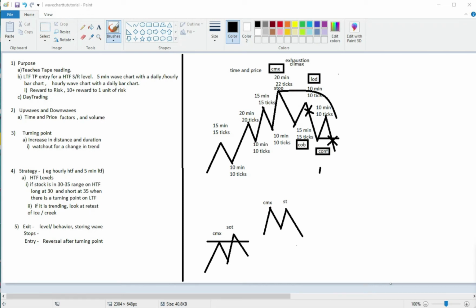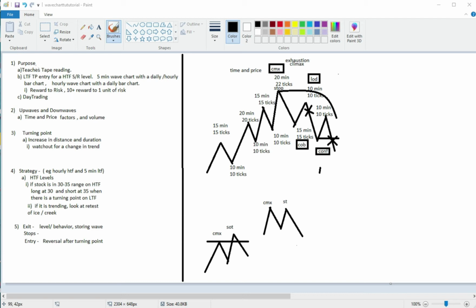Alright, so this is a tutorial on the wave chart that I created based off of what Wyckoff talked about. So the first point is purpose, then up waves and down waves, etc. So I'll be going over this.